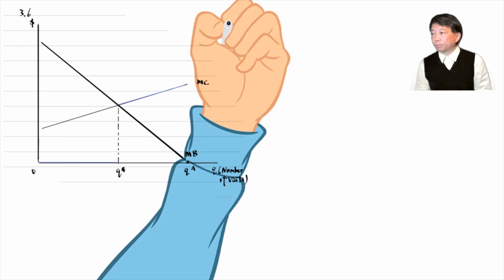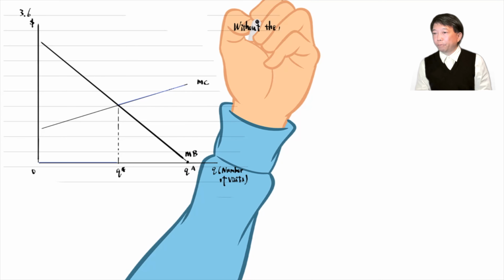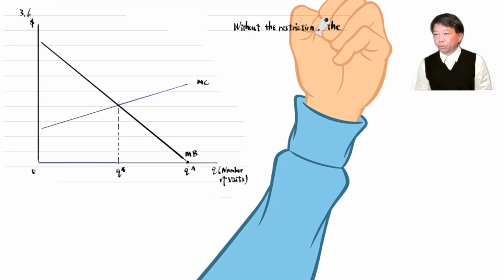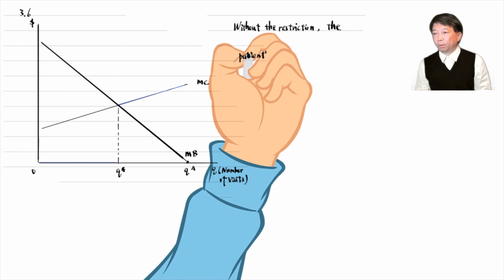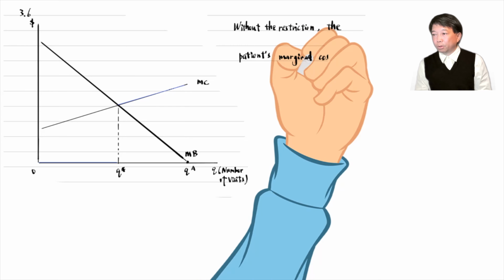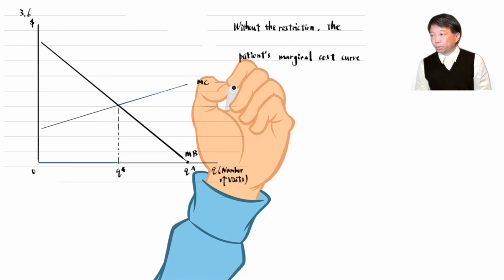The graph shows the optimal number of visits Q star, which is determined by the intersection of the marginal benefit and the marginal cost curves. Without the restriction, the patient's marginal cost is 0. The marginal cost curve coincides with the horizontal axis.